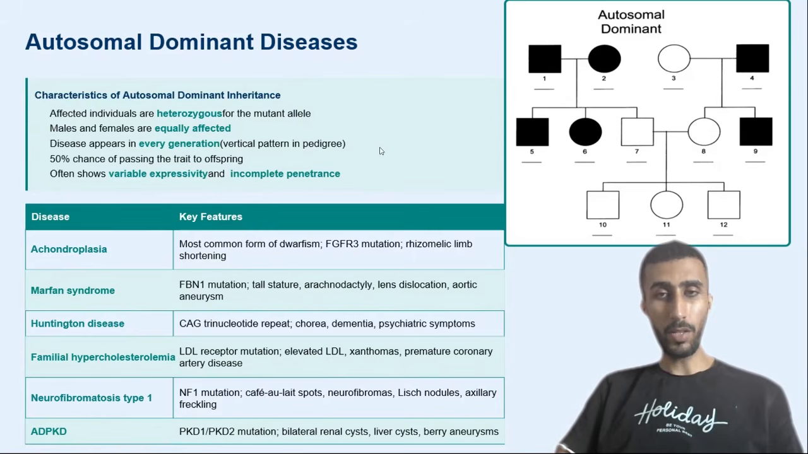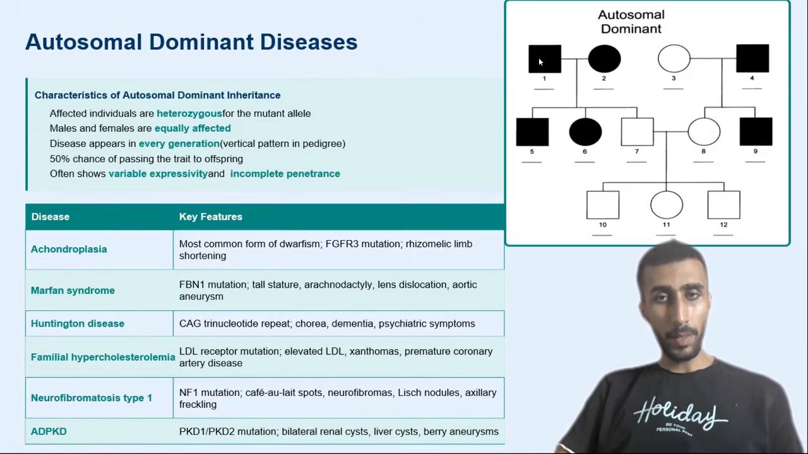The disease appears in every generation. So as long as all the patients in the generations mate, the disease is going to appear in every generation. The exception is when the affected individuals don't mate, but unaffected individuals do mate and have healthy offspring. But if the affected individuals mate and have offspring, every generation will be affected, and there is a 50% chance of passing the trait to the offspring. So you may be heterozygous and of course phenotypically ill.